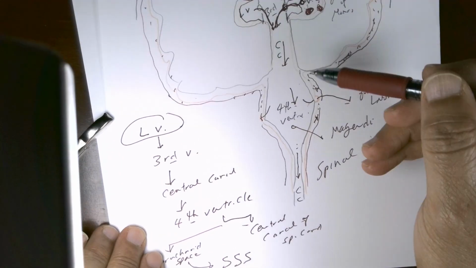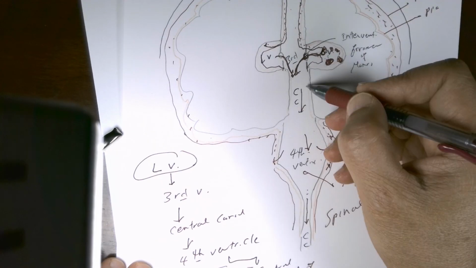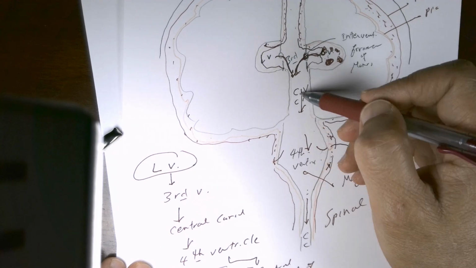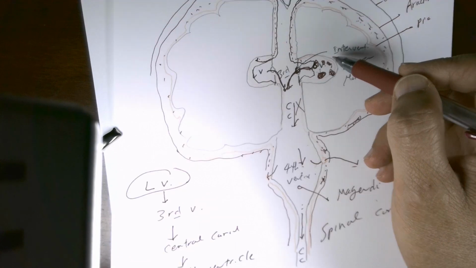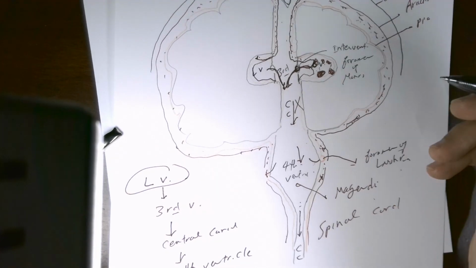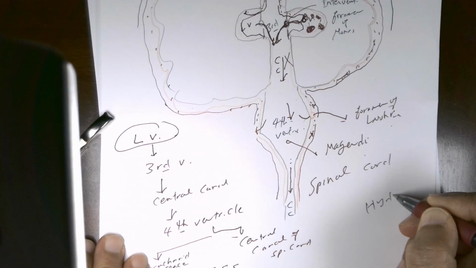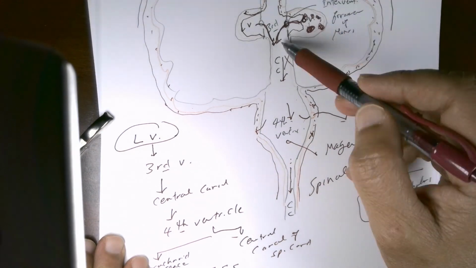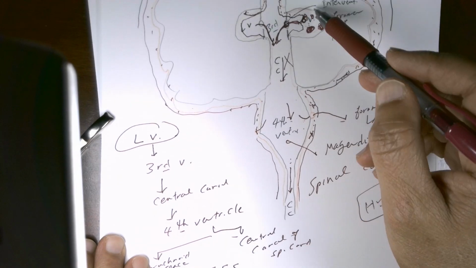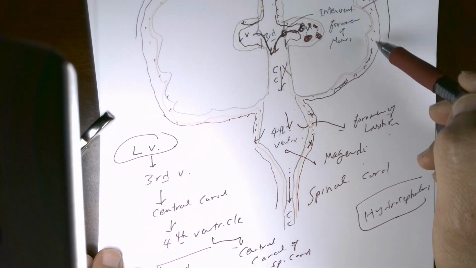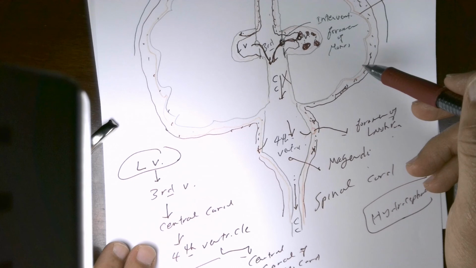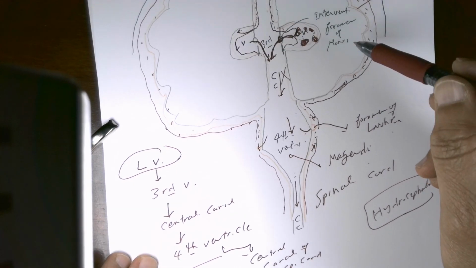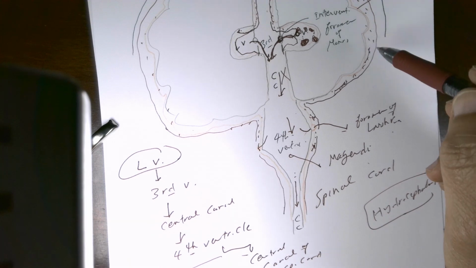Any obstruction, one common site for obstruction, especially congenital, if there is obstruction here, what is going to happen? Accumulation of CSF leading to what we call hydrocephalus. Okay, so hydrocephalus may result from obstruction of the central canal or obstruction of the circulation, leading to accumulation of CSF, enlargement of the skull, and this is one clinical problem that may happen as a congenital anomaly.